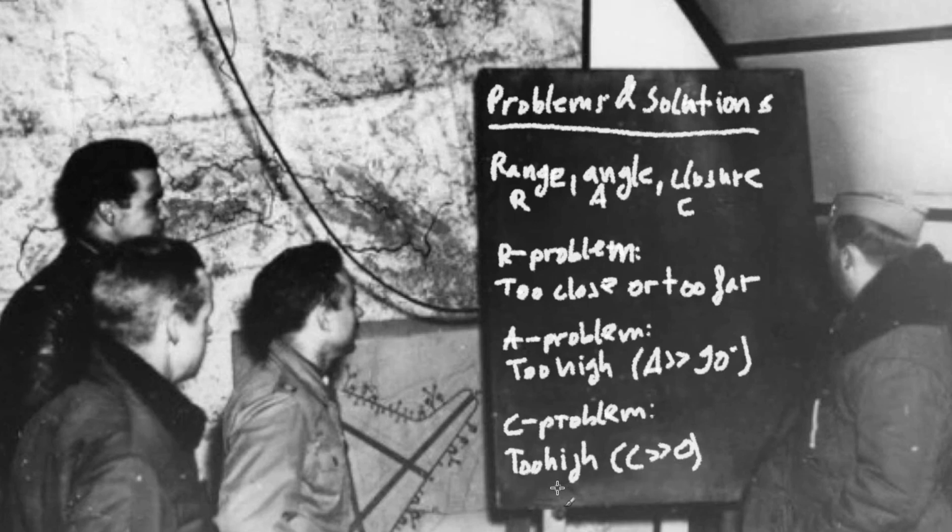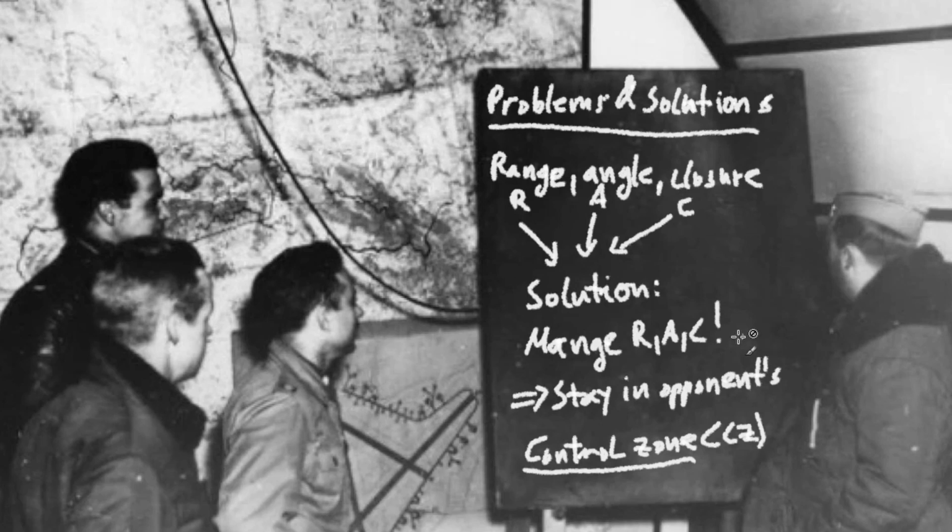Yeah, so that's that. And obviously if the closure rate is very far negative, then you can't use your weapons either, at least if you use ballistic weapons, and then you have a problem too. But generally these are the main problems that concern us when we do BFM. So what's the solution? Well, we have to manage range, angle, and closure accordingly to stay in control.